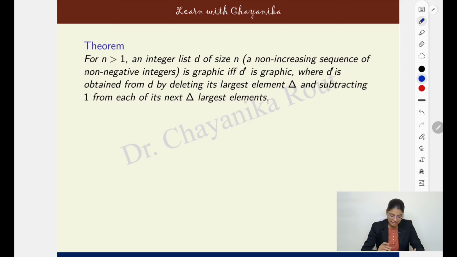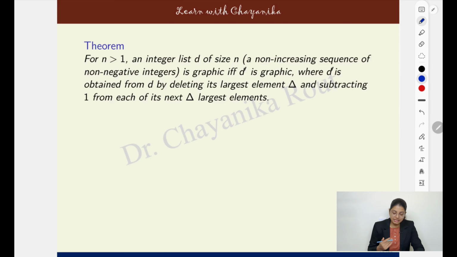So the theorem goes like this. For n greater than 1, an integer list d of size n, that is a non-increasing sequence of non-negative integers, is graphic if and only if d dash is graphic. So given a sequence d of non-negative integers arranged in non-increasing fashion, it will be graphic if and only if another sequence d dash is graphic. Now let's see what this d dash is. This d dash is obtained from d itself by deleting its largest element delta and subtracting 1 from each of its next delta largest elements.